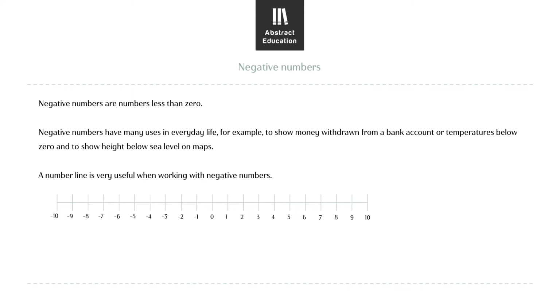Negative numbers can also be used to talk about money. Think of the amount of money you have in your bank account. If you go into minus numbers, this means you owe money. So minus 2 means you owe £2.